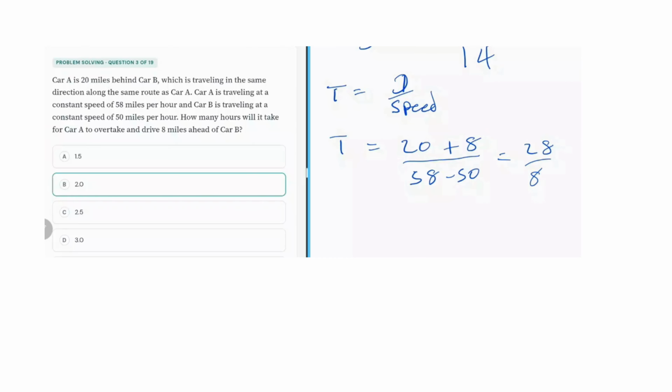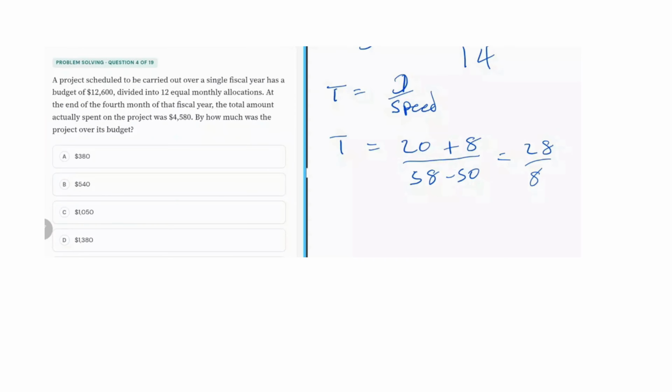Is the calculator open? Is what? 3.5. Okay, next question.